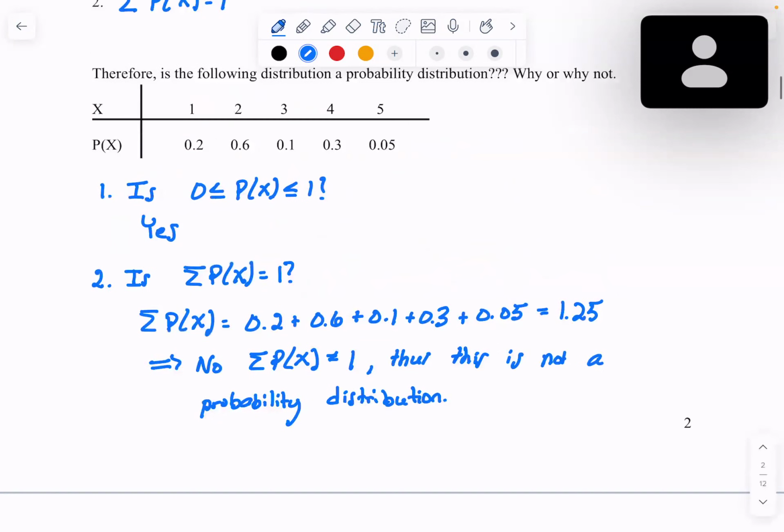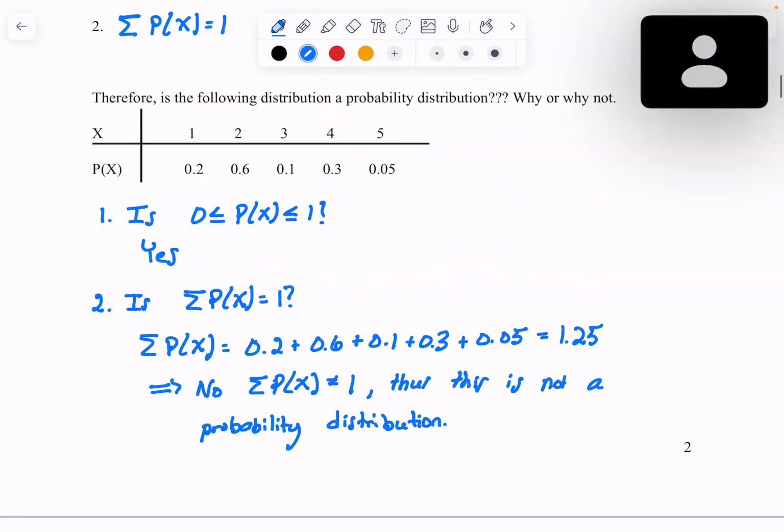So that one wasn't too bad. We just have to check those two conditions and be able to do something like this on the test. So be able to determine if something is a probability distribution by looking at the probabilities for each of the outcomes and seeing if it satisfies these two conditions.